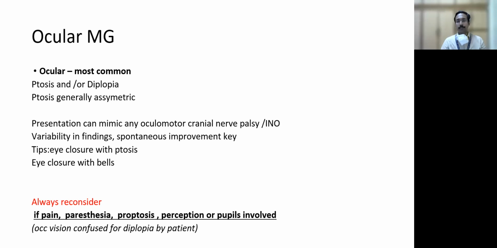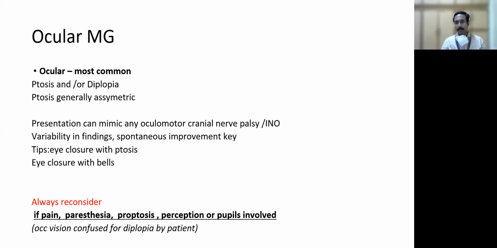Generally, bilateral ptosis is the norm, and it's generally asymmetric, so one eye more than the other, and it may or may not be associated with diplopia. It is very important to understand that the presentation of ocular weakness in myasthenia can mimic any cranial nerve palsy. It can come as an isolated lateral rectus palsy. It can come as isolated ptosis. It can even mimic a third nerve palsy, where there is drooping and the eyes are down and out.